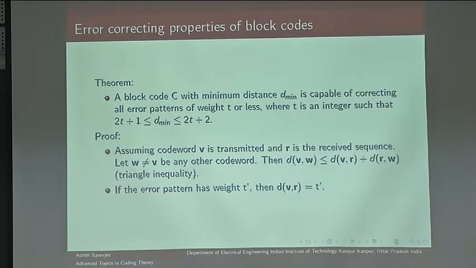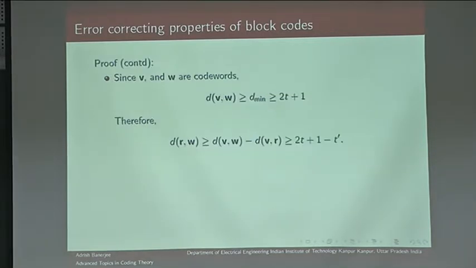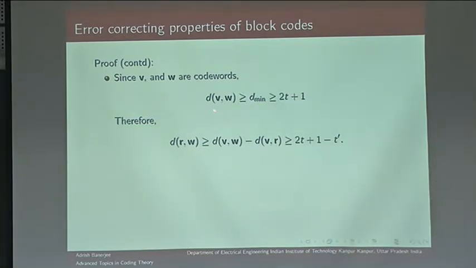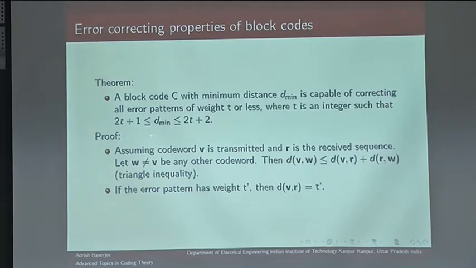Now, let us assume that the error pattern has weight T dash. What you transmitted was V, what you received was R. So, the Hamming distance between V and R is equal to T dash. Correct? Now, since V and W are code words, what do you expect? The Hamming distance between V and W has to be at least D min, because V and W are valid code words. So, the separation between V and W should be at least D min, right? So, the distance between V and W is greater than or equal to D min, and this is greater than or equal to 2T plus 1. This follows from the fact that D min is lower bounded by 2T plus 1.